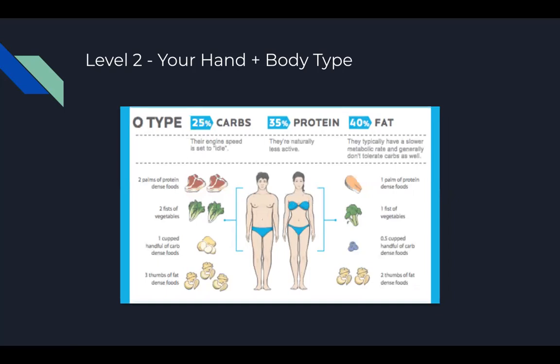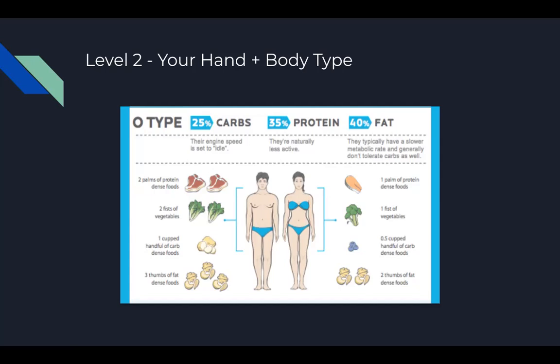And then for the O type, this person's energy speed is generally set to what they call idle. They're naturally less active, and they typically have a slower metabolic rate and generally don't tolerate carbs as well. So we just make a slight adjustment again with the percentage breakdown of 25% carbs, 35% proteins, and 40% fats.